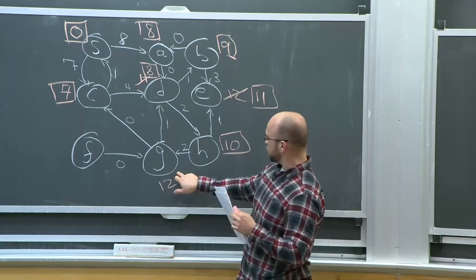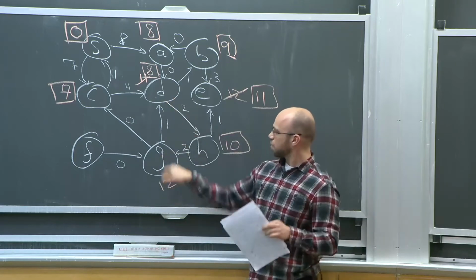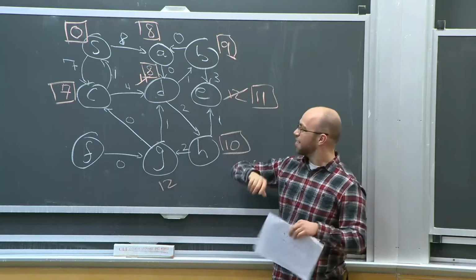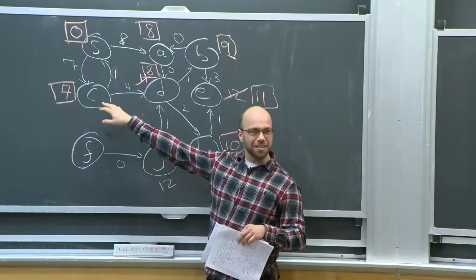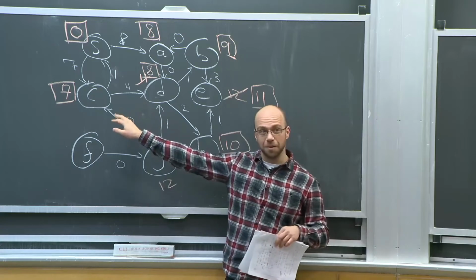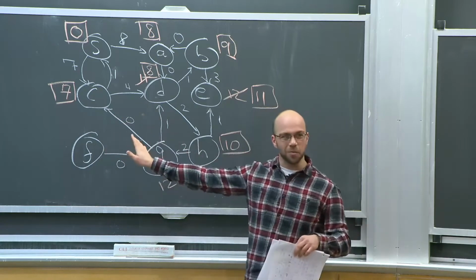After that, we've got G. G has an outgoing edge of length 1 into D. 12 plus 1 is 13, which is larger than 8, so we don't update. And similarly, 12 plus 0 is bigger than 7, so we don't update. But again, the edges that point into vertices that we've already processed, we really don't have to even consider, just by the way that Dijkstra's algorithm works.